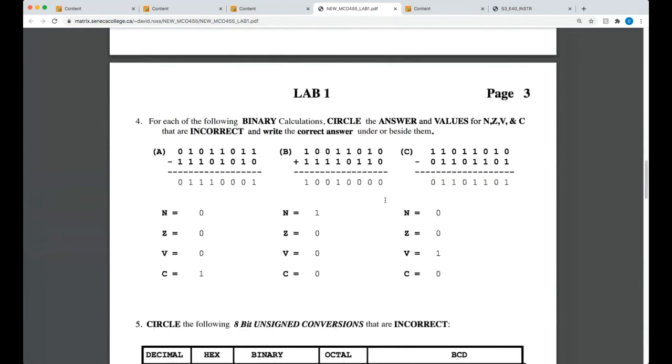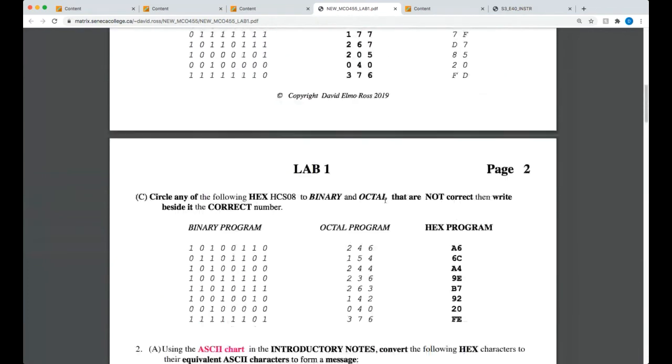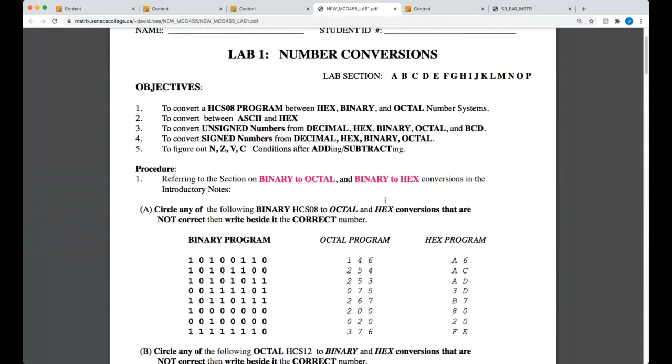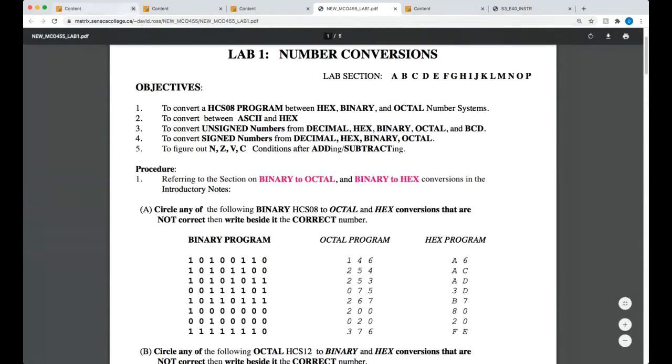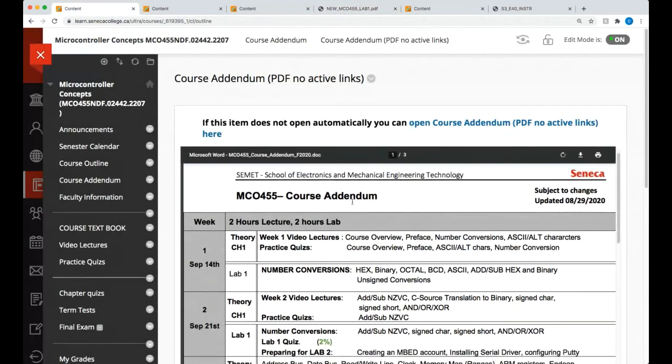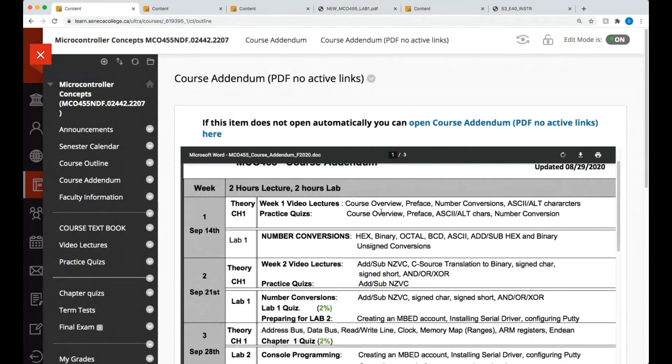And the other stuff, the first 5 questions, or some of the first 5 questions for the E and F, we're going to be working on in your lab class, so that hopefully by next week you'll have everything ready to go. So let's take a look at the addendum, and this is the most important document that you've got.